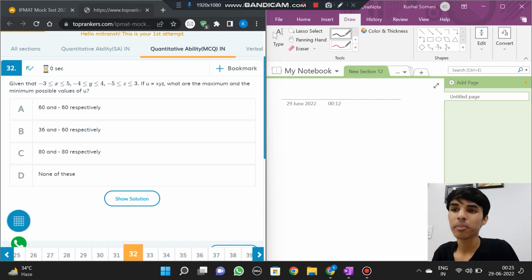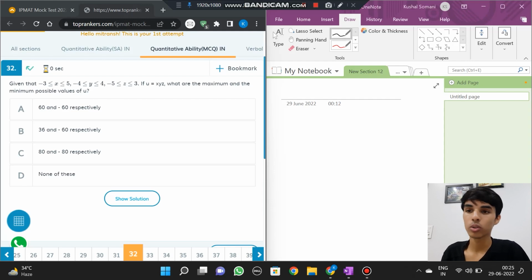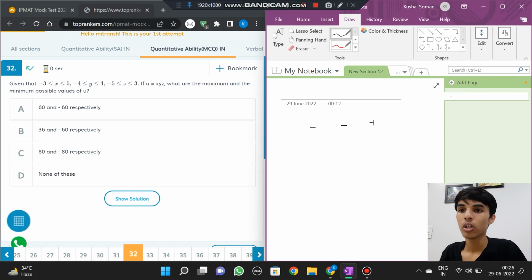So for calculating the maximum value, obviously it needs to be positive, and secondly, there are two possible ways. Either we multiply two negative numbers and one positive number, or we multiply all the positive numbers. So we'll see how we can do that. Now in the first case, for x, the positive number is higher, so we'll take 5 from that and not take the negative part. For y, the negative and positive parts are both equal, so we'll take 4.